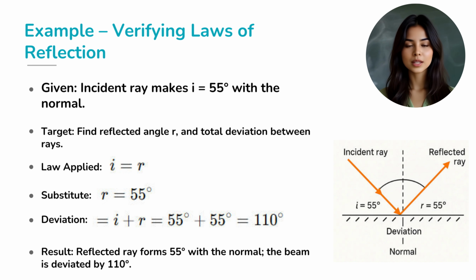So here's the final picture. The ray comes in at 55 degrees with the normal, bounces out at 55 degrees on the other side, and the total spread between the incoming and outgoing rays is 110 degrees. That's the beauty of reflection, predictable, precise, and exam-friendly.